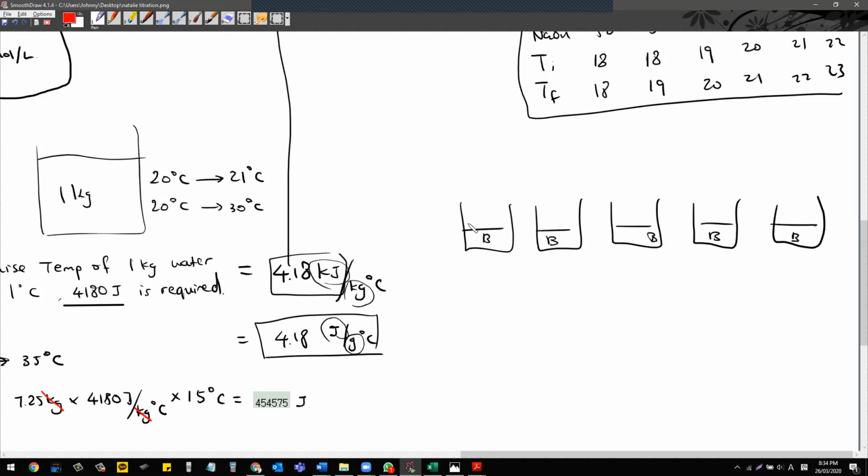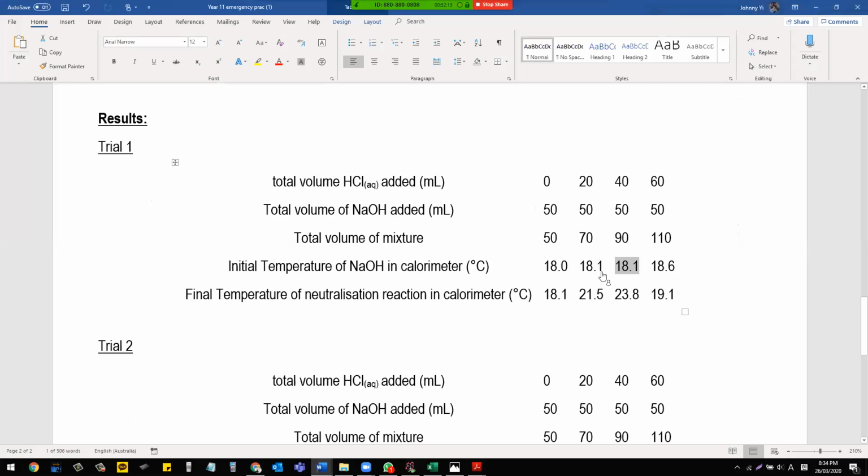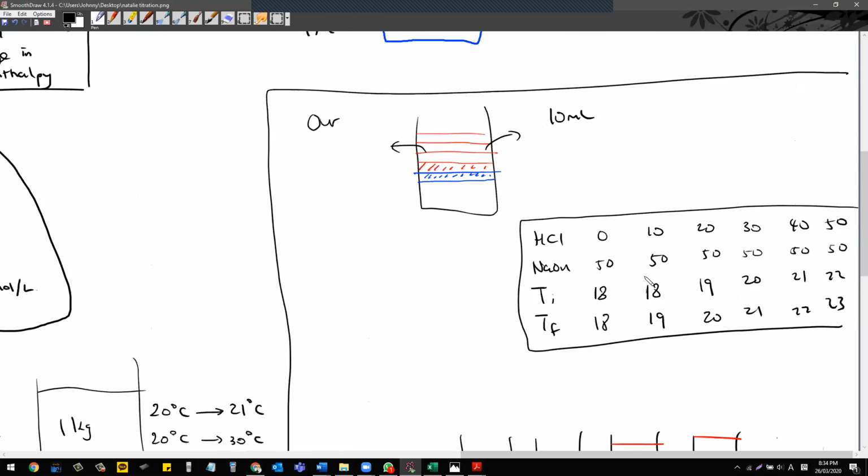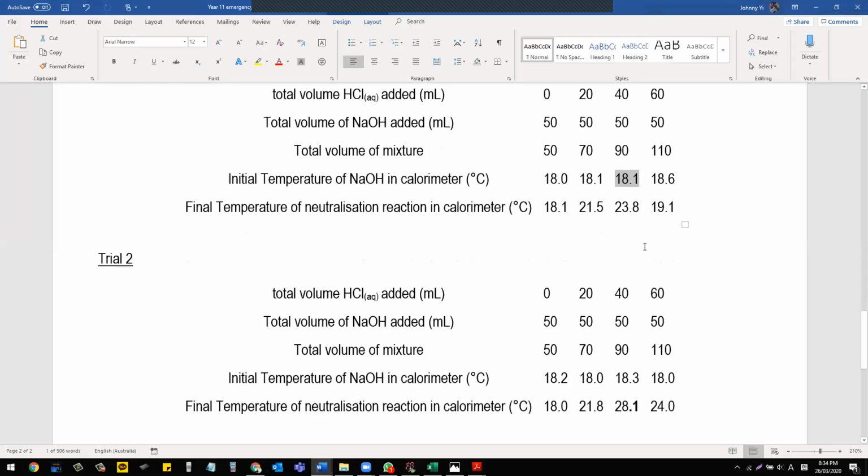And then added 20 mil, 40 mil, 60 mil. Yeah, like this one. So they all pretty much started at 18 degrees Celsius. That's why they're not connected like that. Okay. Do you think I should use your method or their method?